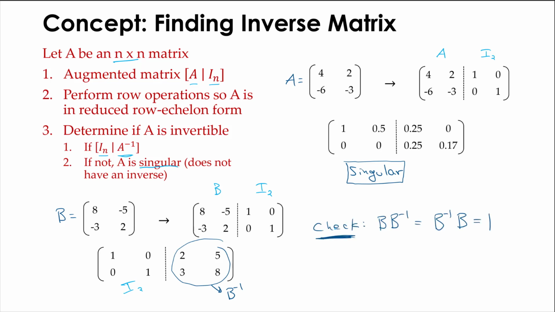And again, we need to check when we see this, because when I multiply B by B inverse, that should be the same thing as B inverse times B, which should be, this is actually not 1, this is the identity matrix for a 2 by 2. When I multiply those, they should be the same thing, all right?